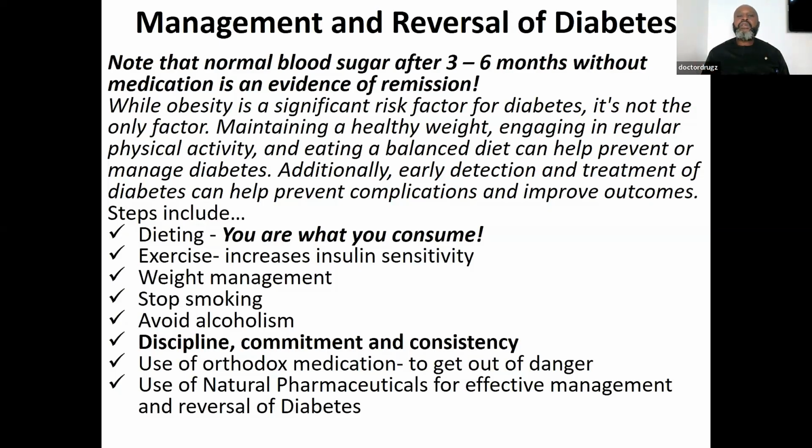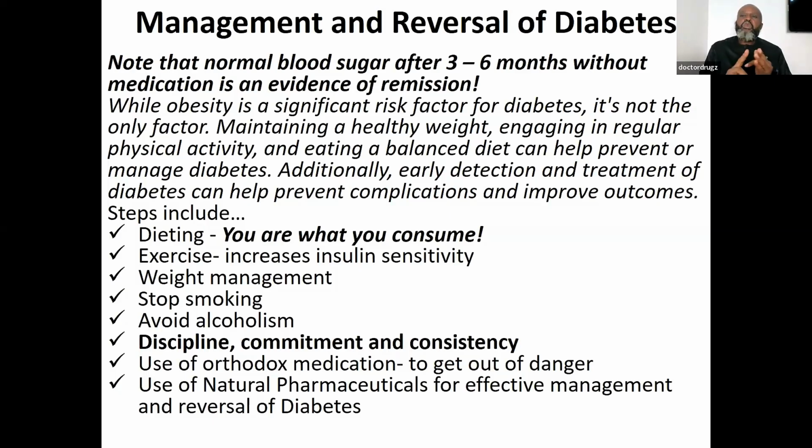While obesity is a significant risk factor for diabetes, it is not the only factor. Maintaining a healthy weight, engaging in regular physical activity, and eating a balanced diet can help prevent or manage diabetes. Additionally, early detection and treatment of diabetes can help prevent complications and improve outcomes. So the steps include dieting, exercise, weight management, stop smoking, avoid alcoholism, discipline, commitment, and consistency.